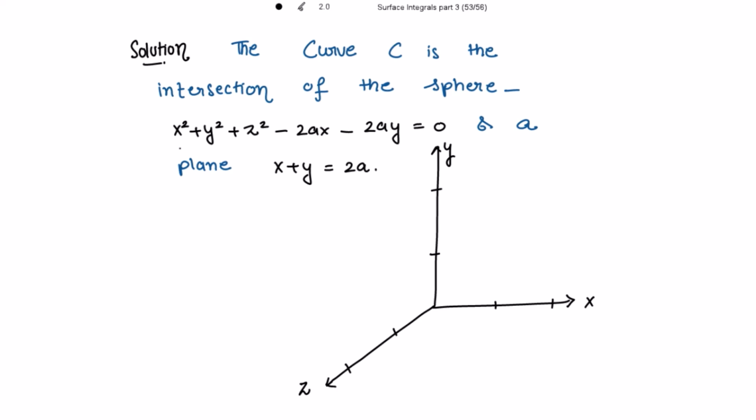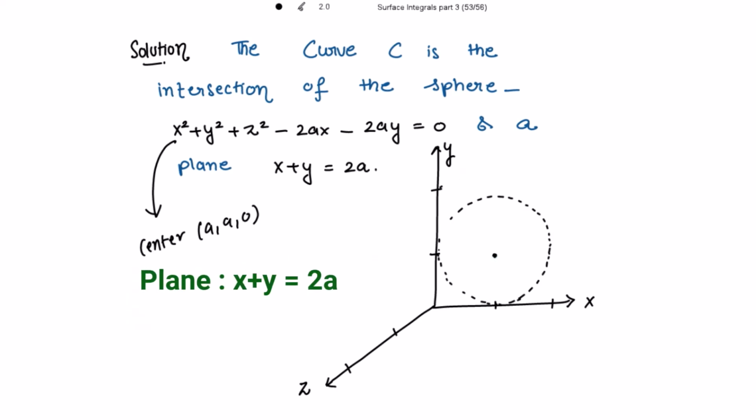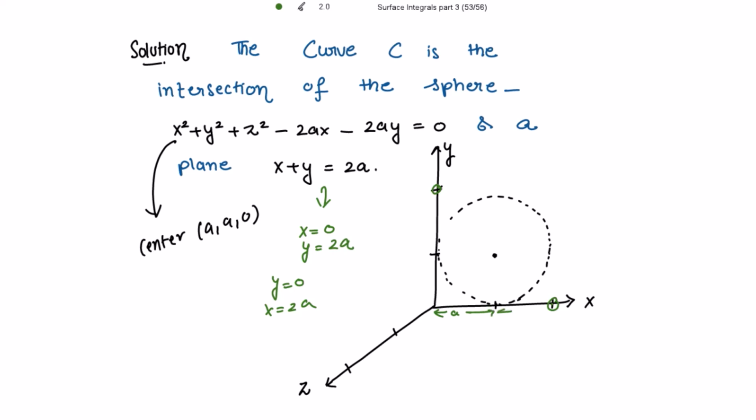So the sphere is having the center at (a, 0, 0), right? That is, if this is your x-axis, y, z, and the center is about here. It's a 3D dimension, so let's say the center is here. And the plane given to us is x plus y equal to 2a. So for the plane, if I take x to be equal to 0, I get y equal to 2a. So that means this point. And if y is equal to 0, I get x equal to 2a. So the point is this. This is your distance a, and this is a.